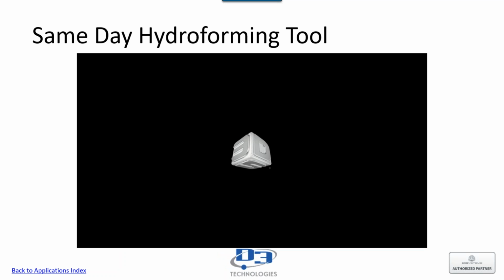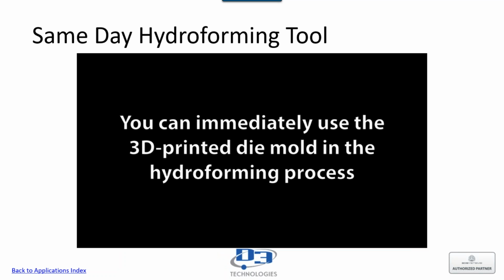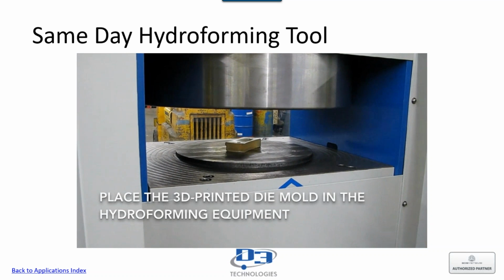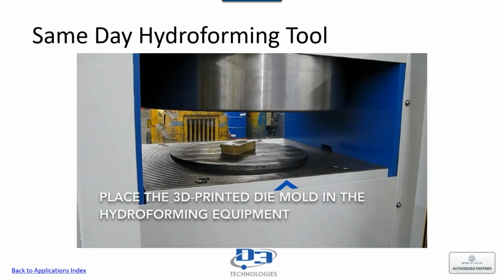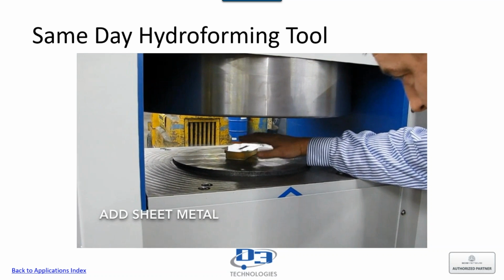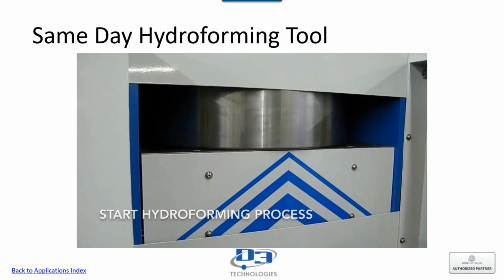I'm going to run through this process that we went through for the same-day hydroforming tool on the 3D Systems multi-jet printing. The beauty of it is you can immediately use this hydroforming tool the same day. So they're placing the 3D printed part, and now they're adding the sheet metal, and they're going to start that hydroforming process.